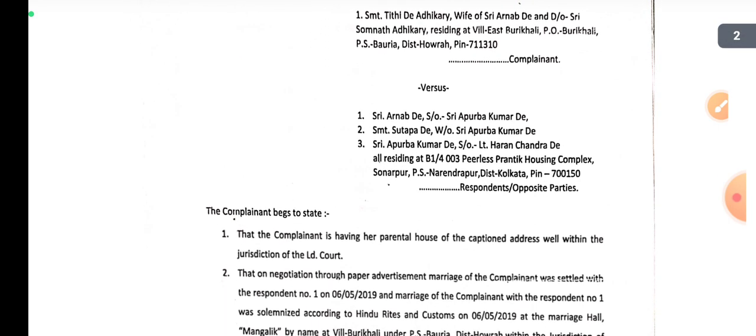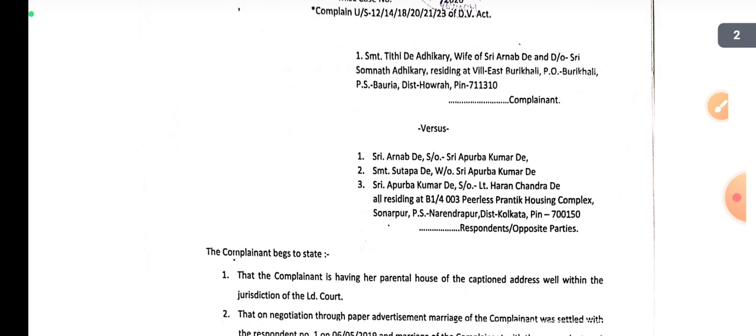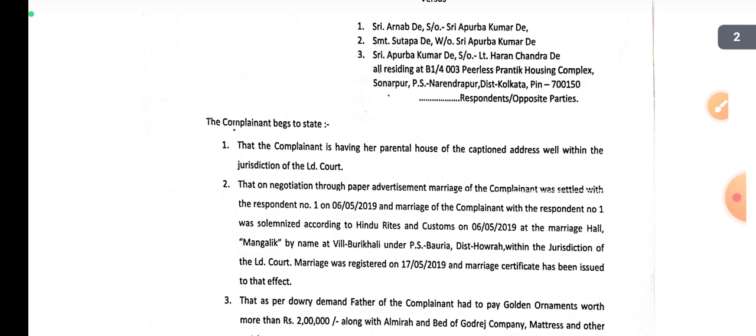Now find the cause title of the said application. It has shown complainant and respondent opposite party, which is not proper. This should be aggrieved person and the respondents. However, mere writing complainant in place of the aggrieved person and opposite party in place of respondent will not do anything. It's a minor mistake, maybe.